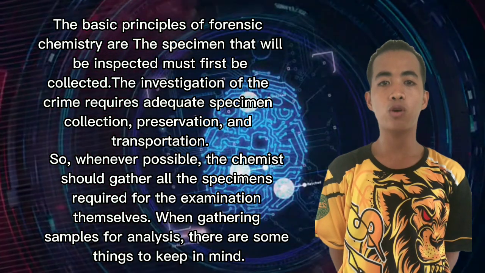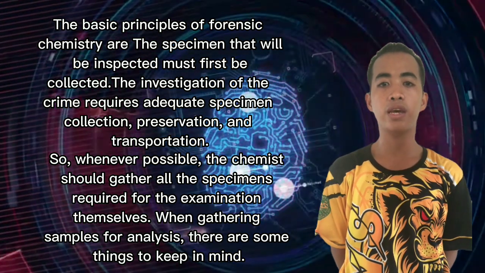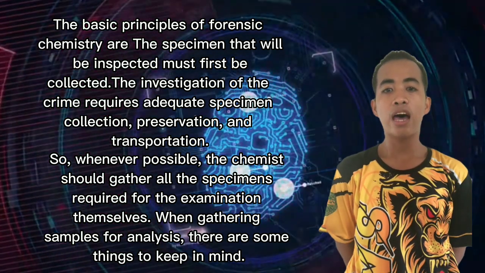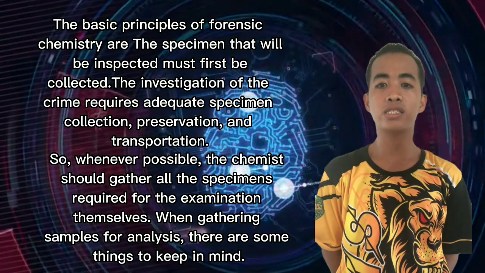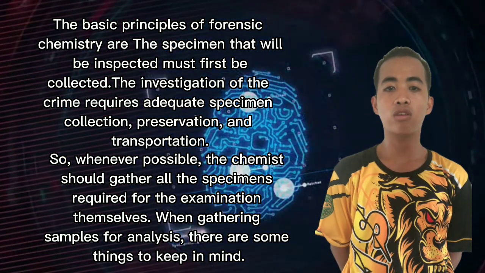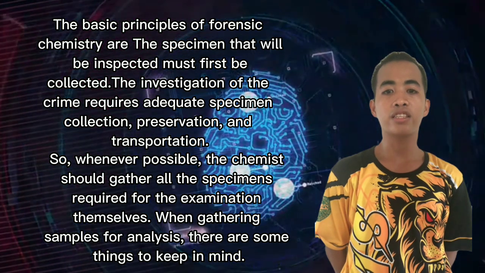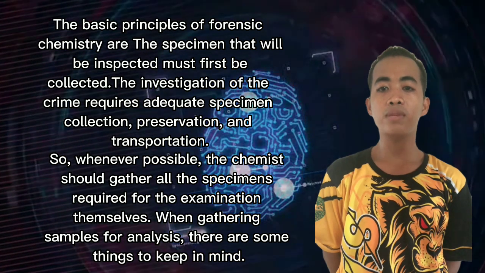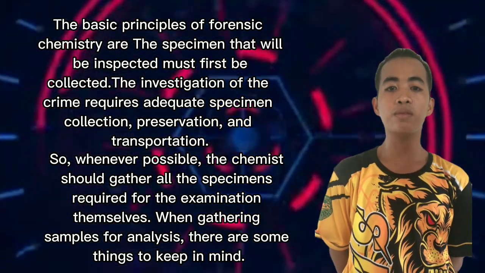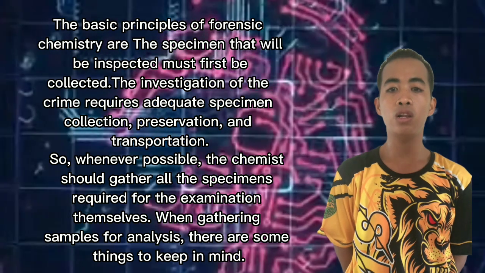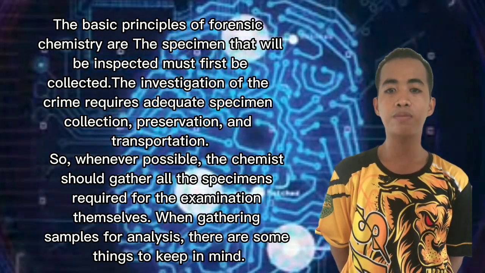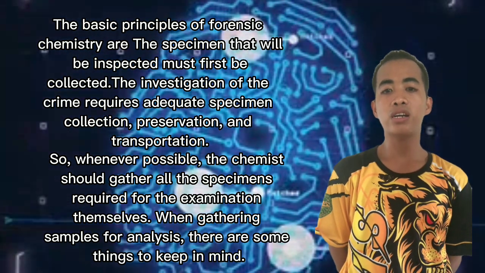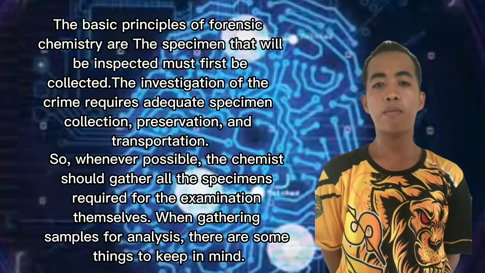The basic principles of forensic chemistry are as follows. The specimen that will be inspected must first be collected. The investigation of the crime requires adequate specimen collection, preservation, and transportation. So, whenever possible, the chemist should gather all the specimens required for the examination themselves. When gathering samples for analysis, there are some things to keep in mind.